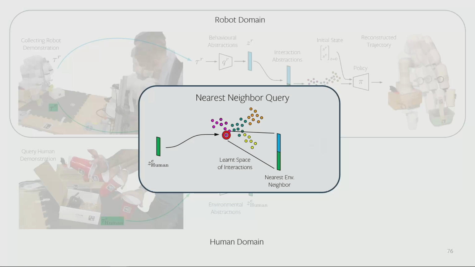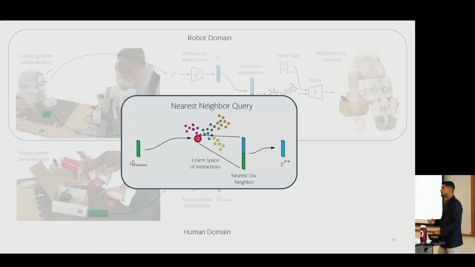So we take the behavioral component of this point in red, and this forms the result of our nearest neighbor query. Now, this behavioral component zr star essentially represents the robot skill that was used to construct the closest environmental effect to the desired environmental abstraction ze human. Hopefully that makes sense.